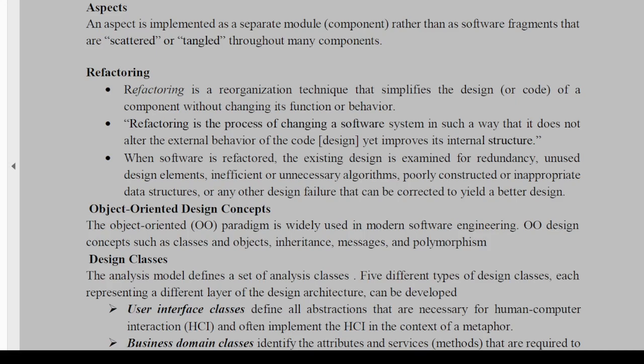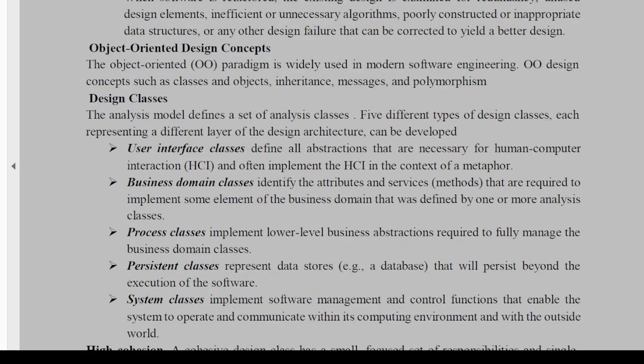And the last concept is design classes. The analysis model defines a set of analysis classes. There are 5 different types of design classes there. First is user interface class, then business domain classes, then process classes, persistent class, and system classes.